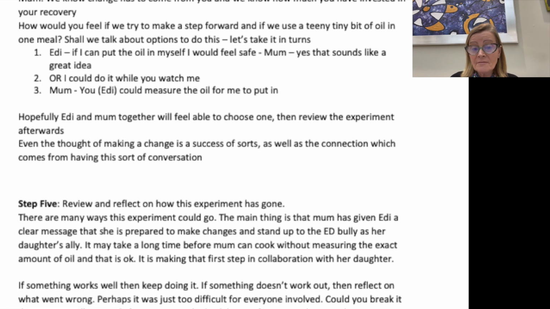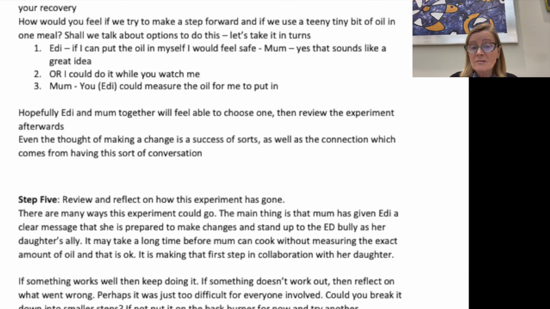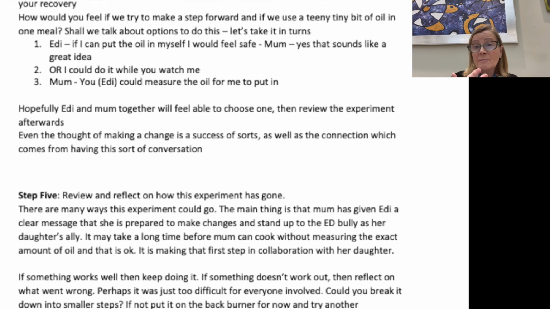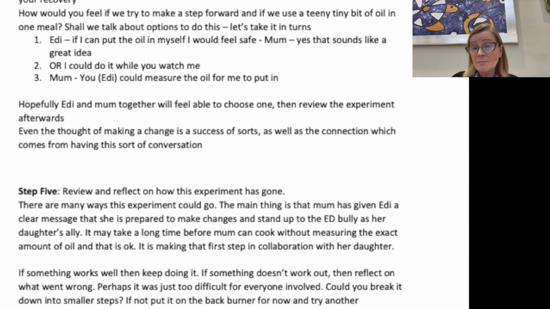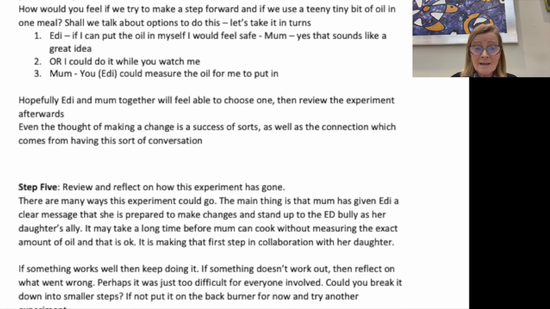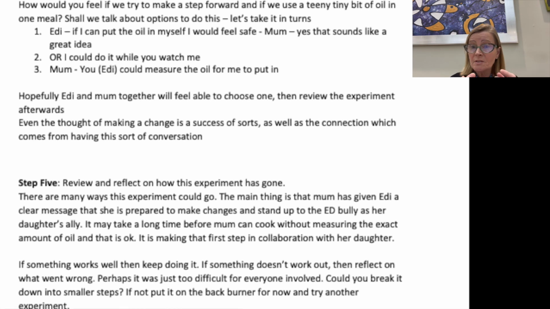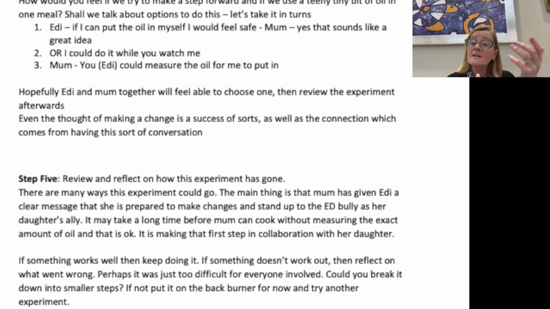Okay, and then step 5 will be review and reflect on how, whichever one they go forward with, review and reflect on how the experiment has gone. If it's gone well, maybe thinking, can we increase oil a bit more? If it hasn't gone so well, maybe it was a step too far, let's go back a step. Okay, so you can see how the process works. And if something doesn't work or it's just simply too hard, the beauty of this model is you can go all the way back to the original spider diagram and maybe think about something else.